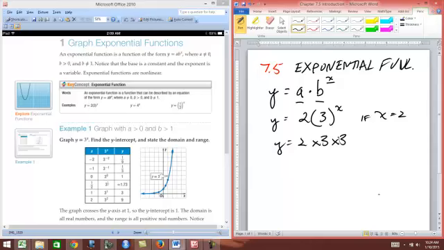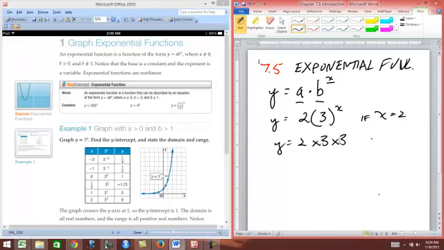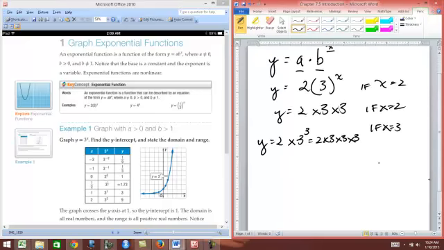Now, if x equaled 3, then y would equal 2 times 3 cubed, which would equal 2 times 3 times 3 times 3, or 54. 2 times 27, 54. Okay, so that's how it works. It's a really, really handy function.